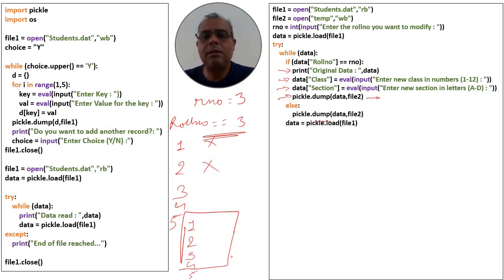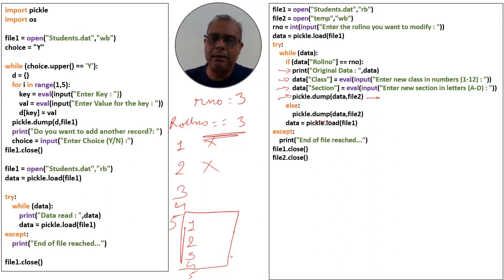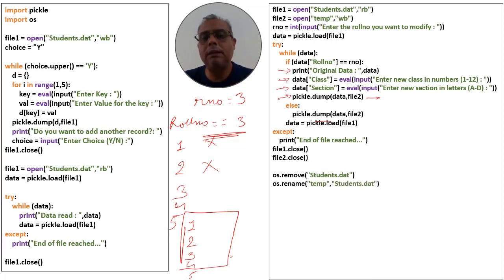Once this process is over, this is the same code. When all the records have been read, checked and written into the second file, once all the records are exhausted, we are going to display the message end of file reached, and then we'll close file 1 and file 2. The rest of the process is the same as the deletion one. We are going to remove the original students.dat file, and we are going to rename the temp file to students.dat, and this is file 3.